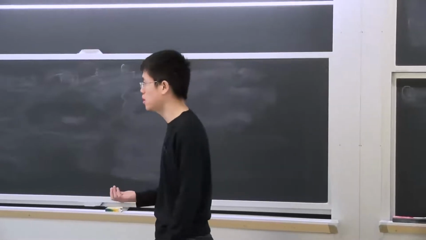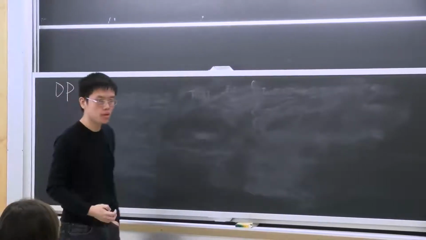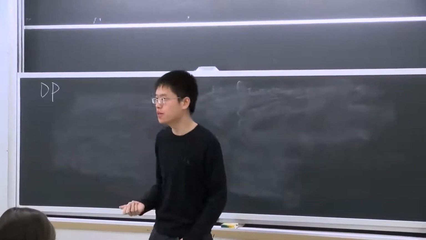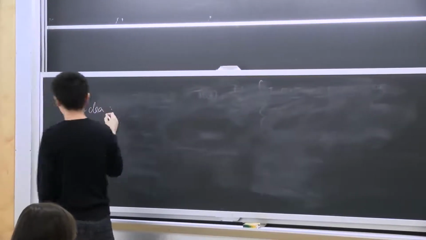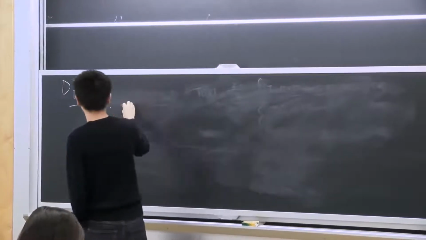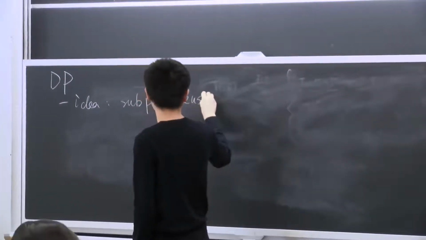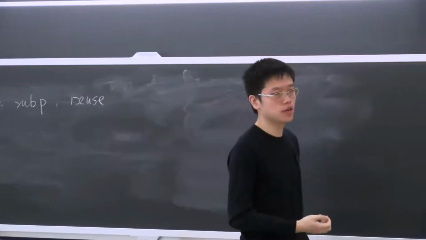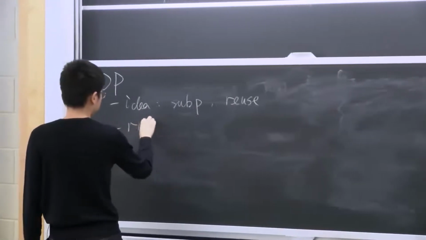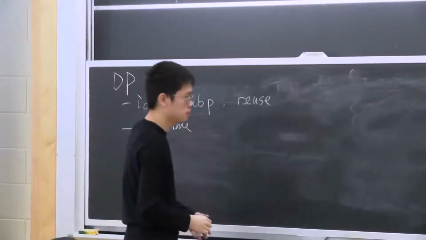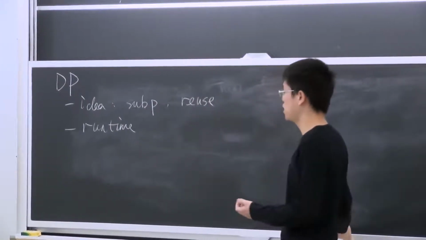Everyone, today we are going to look at dynamic programming again. I think I have mentioned several times, so you should all know it by heart now. Dynamic programming's main idea is to divide a problem into subproblems and reuse the results of the problems you already solved. And of course, in 6.046, we always care about runtime. So those are the two big themes for dynamic programming.